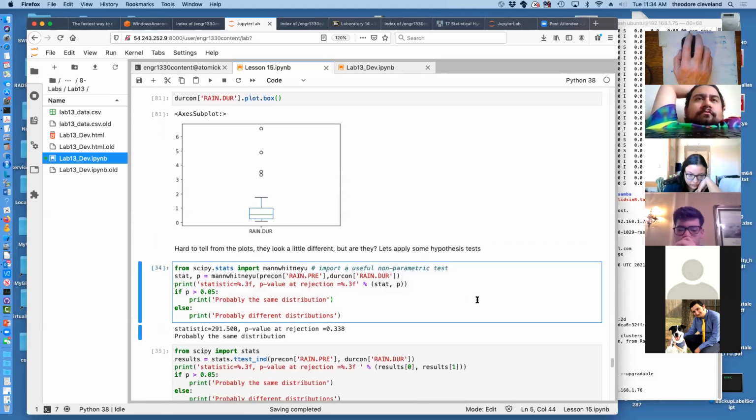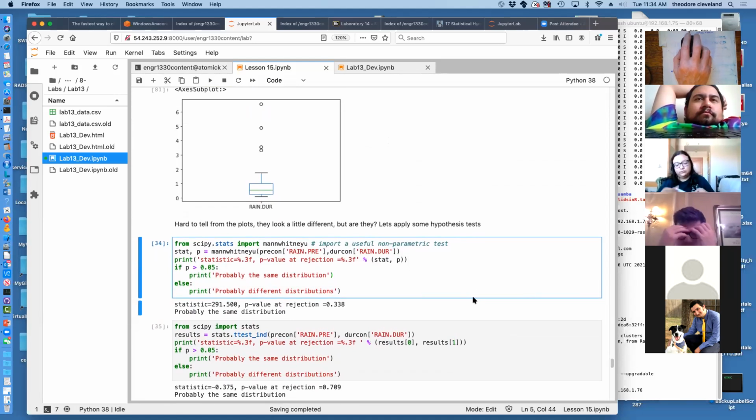Well, let's apply some hypothesis tests, since that's the whole point of today. First, we'll do a non-parametric test, and we're going to test whether there's evidence that the pre-construction rainfall and during construction rainfall originated from the same underlying distribution, or there's evidence that they come from different distributions. So that's a Mann-Whitney U-test. It's the easiest to use in those situations.